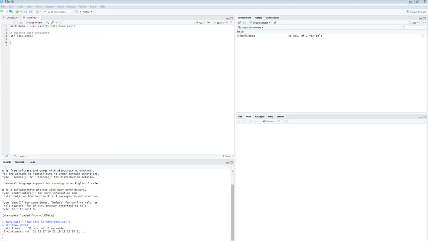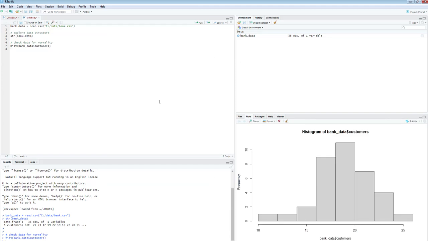So we agreed so far to do that in a couple of ways, right? So way number one, here I'm going to leave a comment: check data for normality. Well, a quick and dirty check is to look at the histogram. So let's take a look at the histogram of bank_data$customers, the only column. So here is my picture, right?